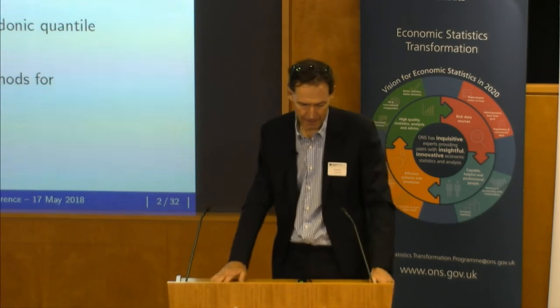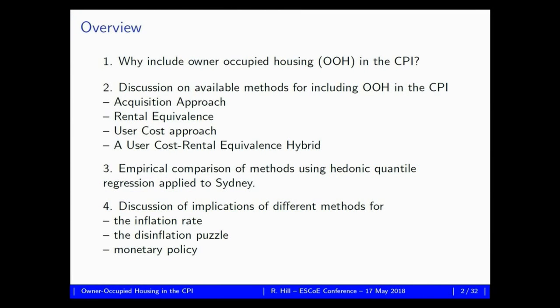Okay, so what do we do in this paper? Well, by way of introduction, I'll say a bit about why include owner-occupied housing in the CPI. Then we'll look at the main methods for including housing. These are the acquisitions approach, rental equivalence, and the user cost methods, and we'll say something about the pluses and minuses of each of these.